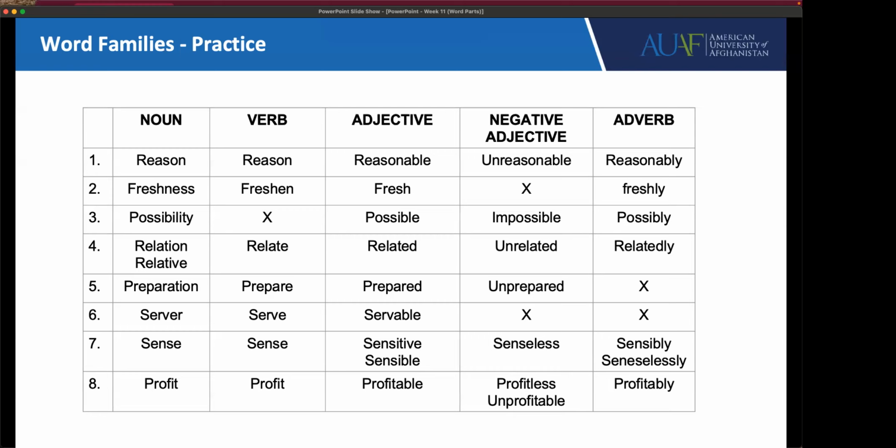And the adjective is different for all of them, like number 8, profit, profitable. And then we have the negative, profitless, unprofitable, and the adverb is profitably. So these are hard to know. You kind of gotta figure it out from the context of the sentence. I don't think it's really good to see all these words at once to know what they are. But if you look at the sentence context, you can figure it out.